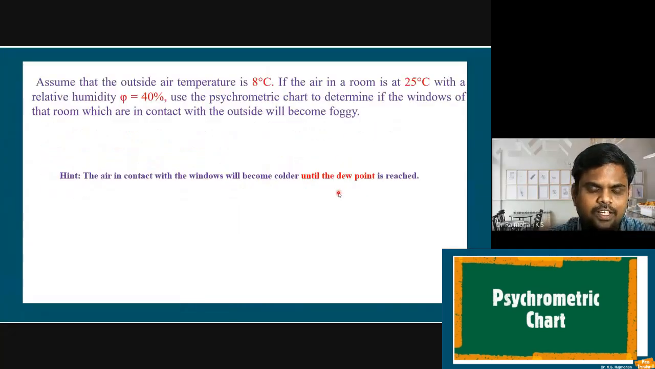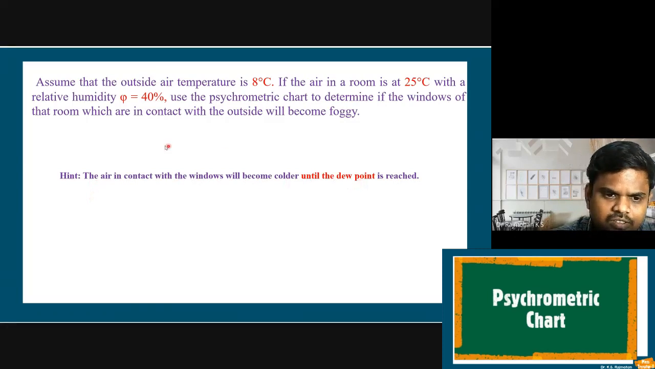Okay, second problem. Assume that the outside air temperature is 8 degrees Celsius. If the air in a room is 25 degrees Celsius with a relative humidity of 40%, use the psychrometric chart to determine if the window of that room, which is in contact with the outside, will become foggy or not. When will it get foggy? If dew comes on the window, we are going to have fog. So that is the hint here. The air in contact with the windows will become colder until the dew point is reached. If the dew point is reached, we are going to have fog. So we have to see what the dew point temperature is. That is the question here.